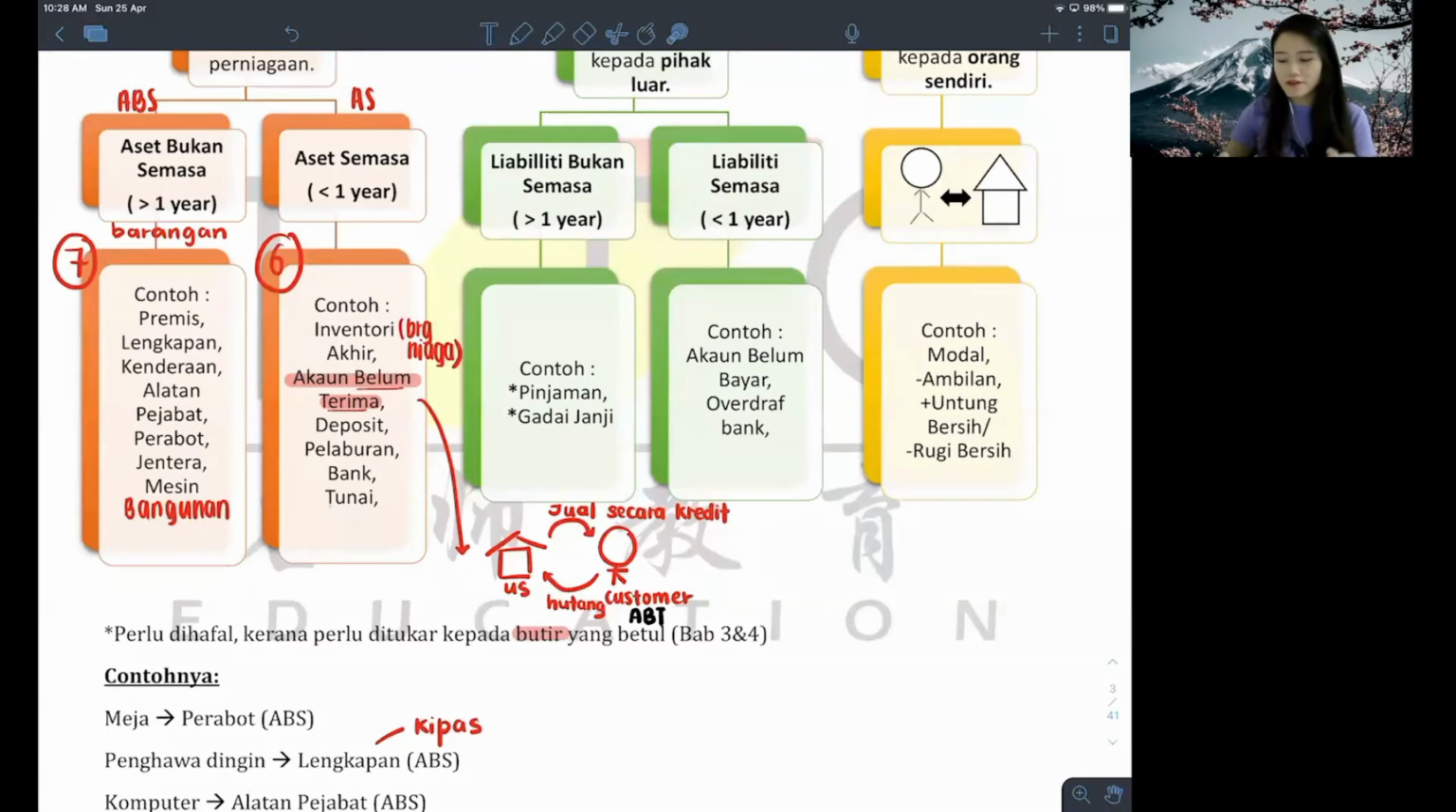Alright, now let's move on to deposit, pelaburan, bank dengan tunai. Deposit and pelaburan are very rare to come out, but if they do, just understand that deposit means the money that you pay, for example, to TTC at the beginning of your tuition. I'm not sure how many outsiders are here, but if you haven't joined tuition before, you actually have to pay a deposit, which is to ensure you don't just suddenly run away from your debts and stuff like that. So deposit is received, but we will pay them back afterwards.